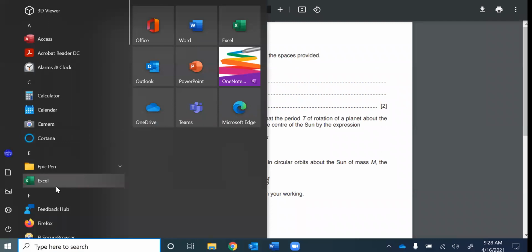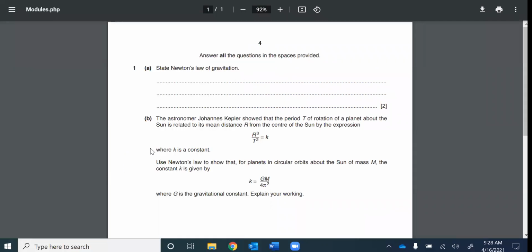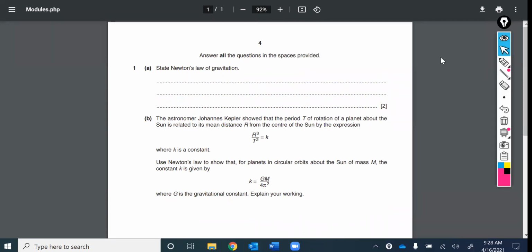Here I am without a writing tool. Pen. Not just any pen will do for this paper. It has to be an epic pen.